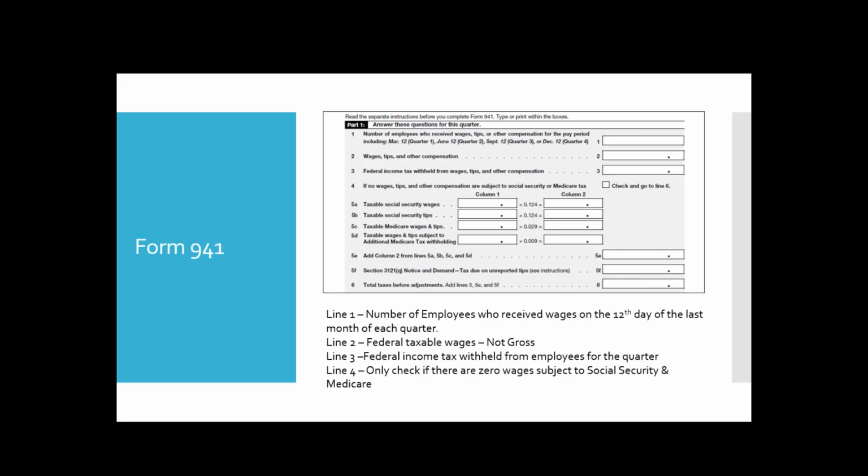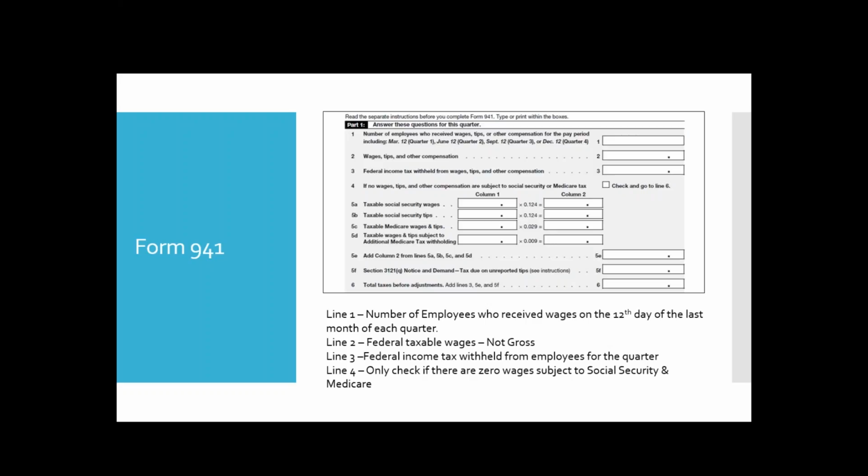Line 2 reports federal taxable wages. Note, this is not gross wages. This does not include wages that are not taxable for federal income tax. It doesn't include deductions that are pre-tax for federal income tax. So you should subtract non-taxable wages and pre-tax deductions that are not taxable for federal income tax from the number that you put on line 2. That is federal taxable wages only.